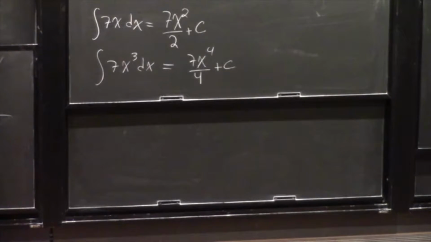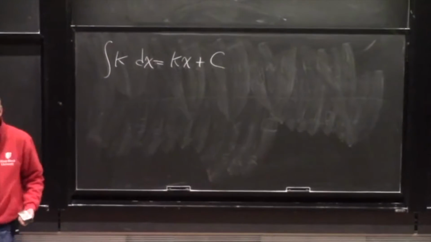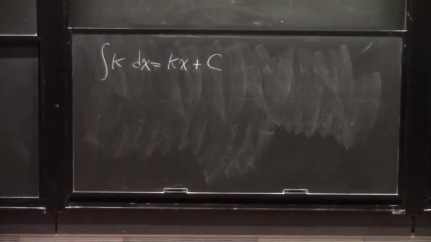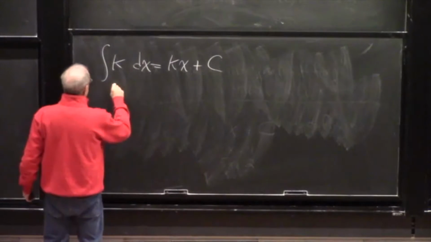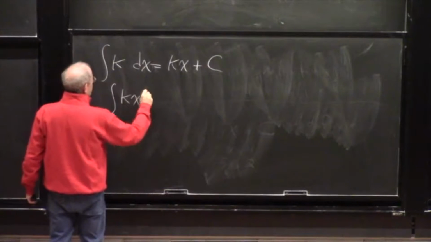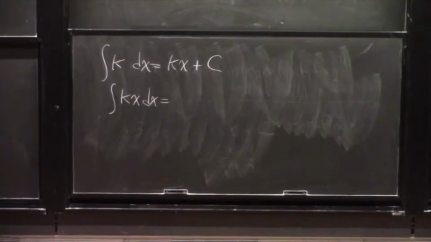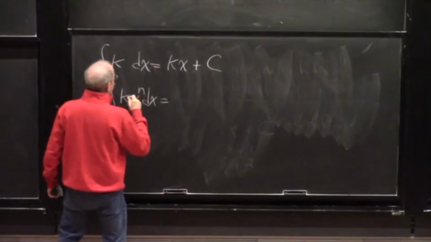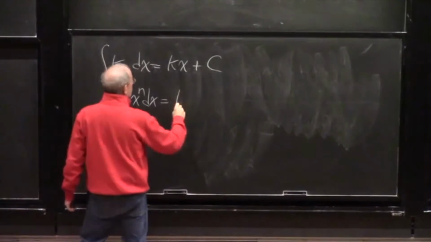Well, we actually have 2 rules. So we had one where we just had a constant. That became the constant times x plus a different constant, okay? So when we had the integral of 5, it just became 5x. Now, what if I have kx to the n dx? Well, the k doesn't seem to matter. The constant, just like with derivatives, just sort of stays there.